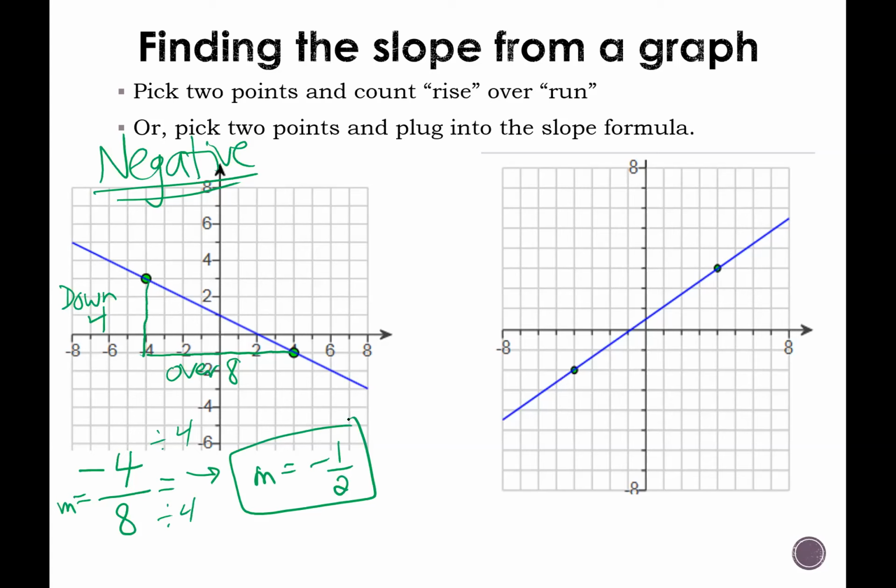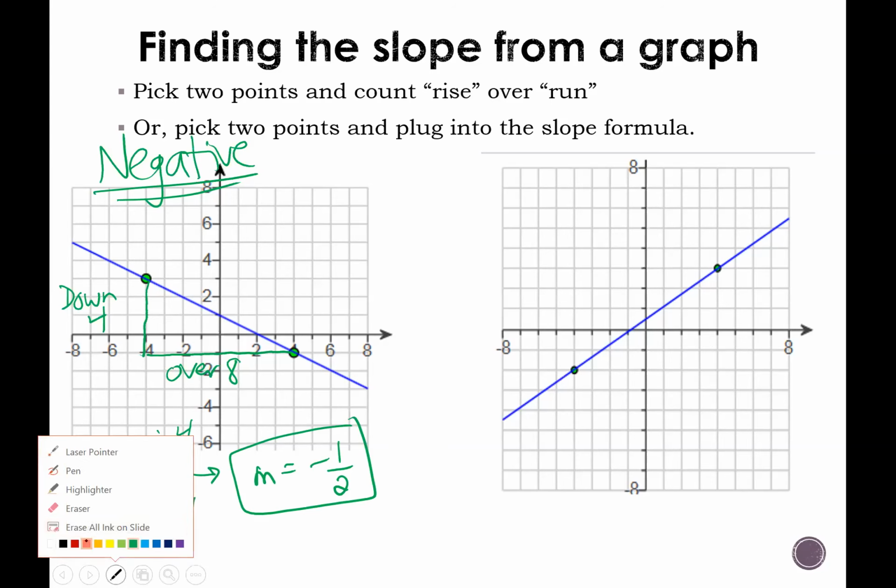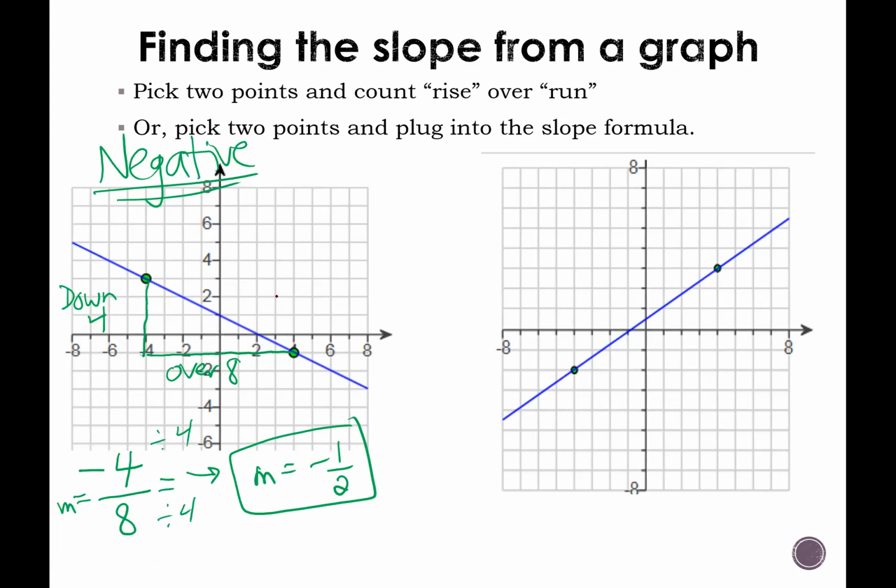Okay, another option is if you don't feel comfortable counting like this, you can find the coordinates of those 2 points and use the formula. So the first point that I found was (-4, 3). The second point was, let's see, (4, -1). So you could plug in and it would look like this.